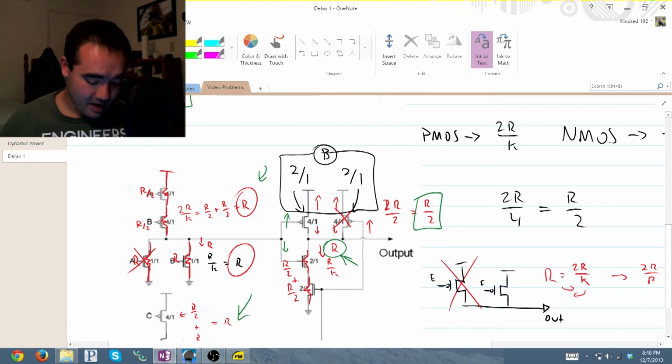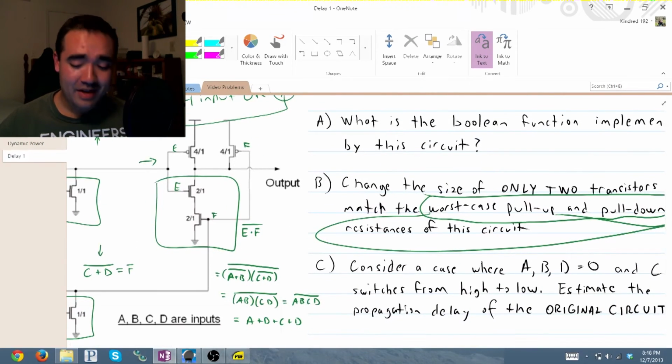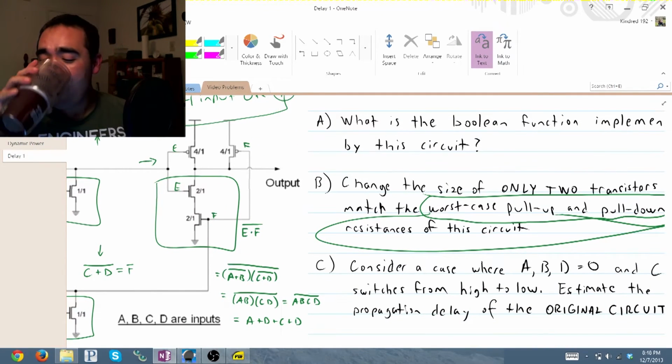Simple enough. So, let's go ahead and take a look at the last problem. This is the one that might take a little while. In fact, it'll take so long, let me get a drink.